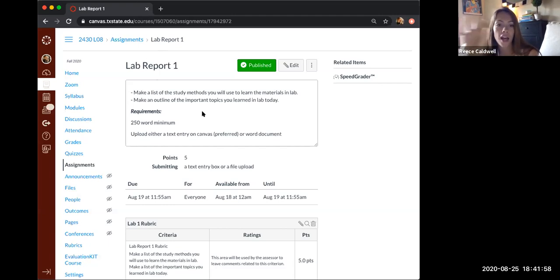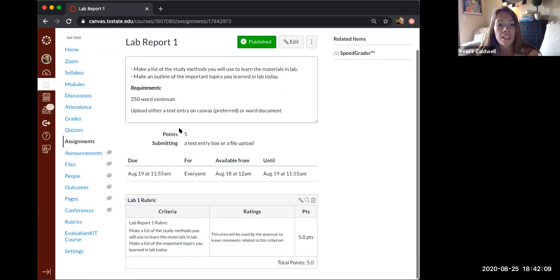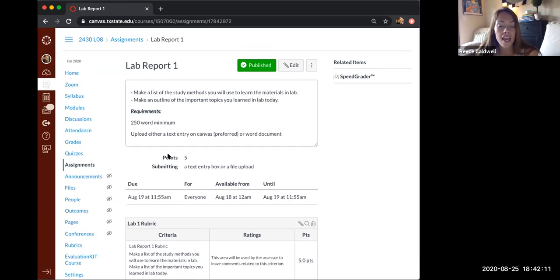Put it in there somewhere, highlight it, because I always love finding new memory tricks. So that would be really cool if y'all did that. Make sure it's a Word document or the text entry on Canvas, and it's due Sunday at 11:55 p.m. I need to change that. And so that's the lab report, pretty easy.